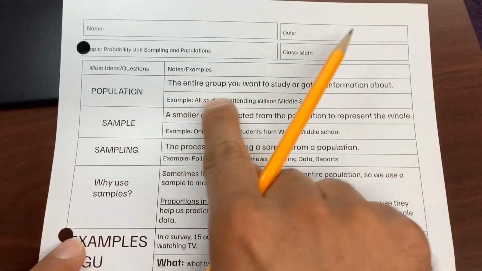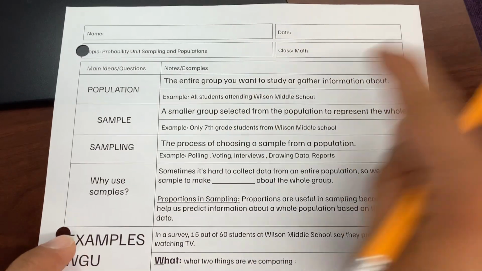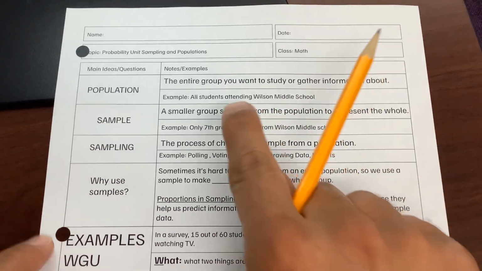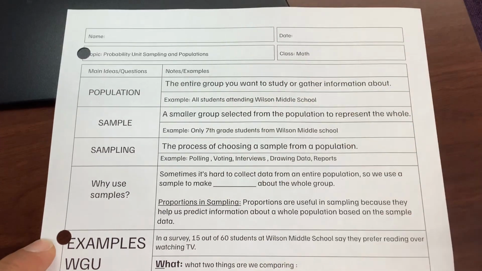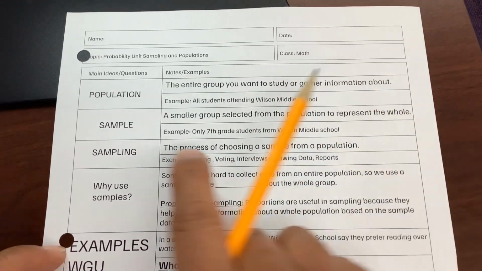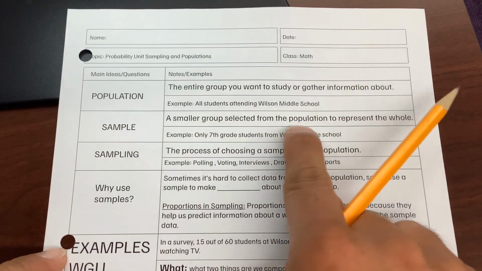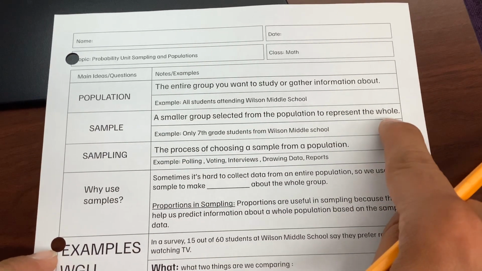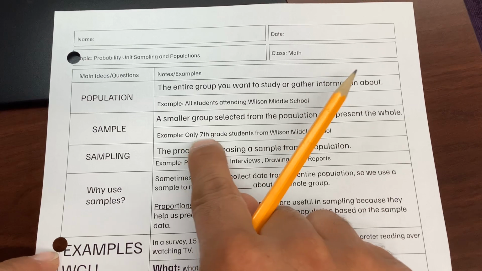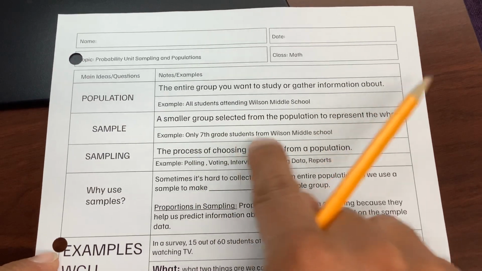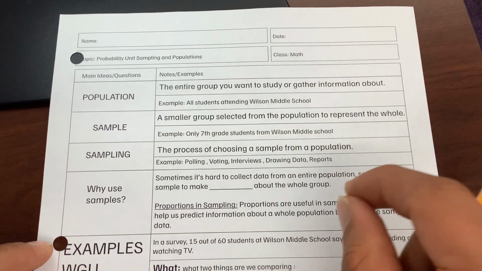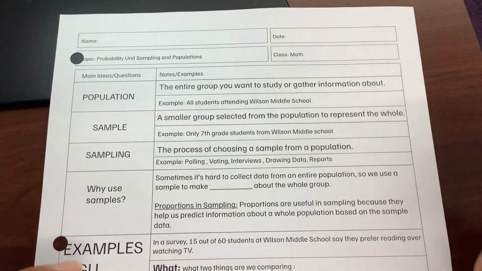A population is the entire group that you want to study or gather information about. An example of this would be every student attending Wilson Middle School. That's the entire population. A sample is a smaller group selected from a population to represent the whole. So if I only wanted to get the 7th grade students from Wilson Middle School, that'd be a small sample of the population. It wouldn't be everybody, it would just be a small part.